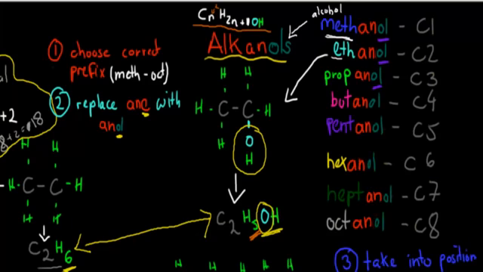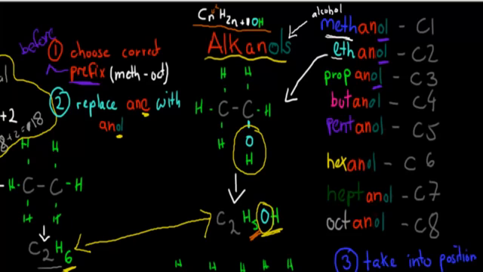And there's 3 different things we need to do when it comes to naming alkanols. We need to be able to choose the correct prefix. So prefix, pre means before, so the thing that comes before the ol part. From meth meaning 1, to oct meaning 8, we need to find how many carbons it has. And once we know how many carbons it has, we have to be able to choose the correct one. So you guys need to remember C1 to C8, what their prefixes were for those different numbers.